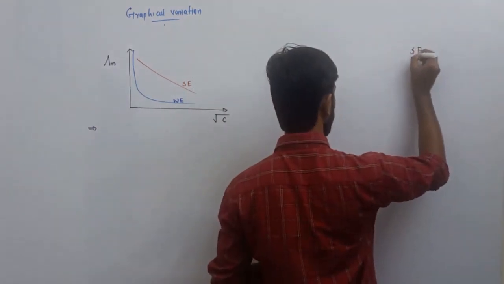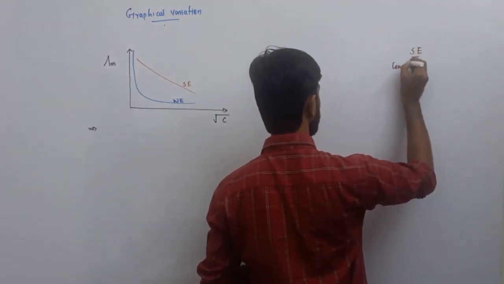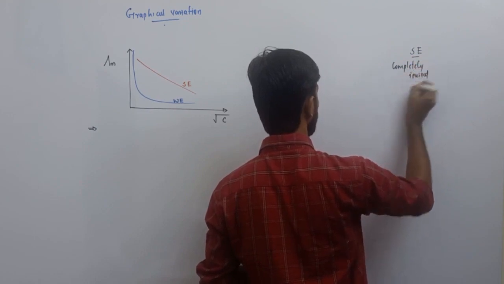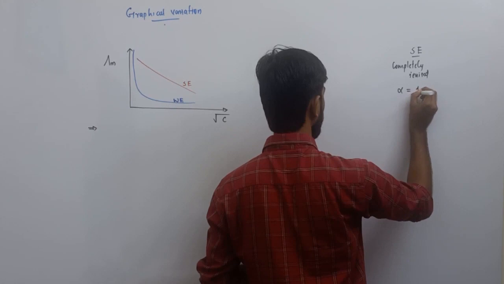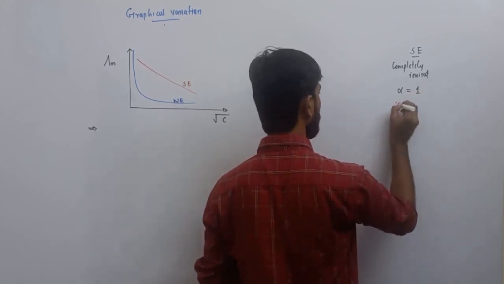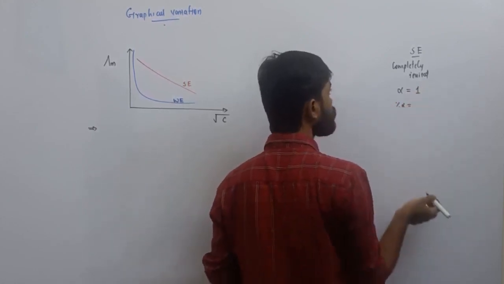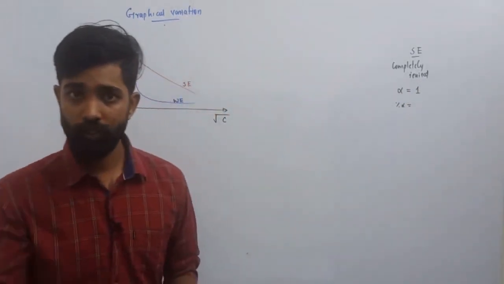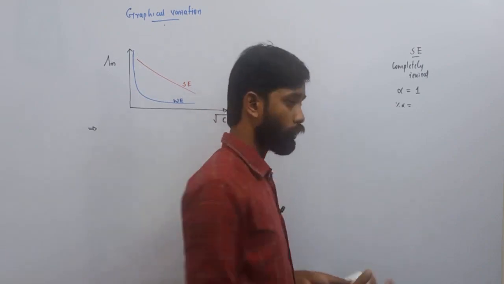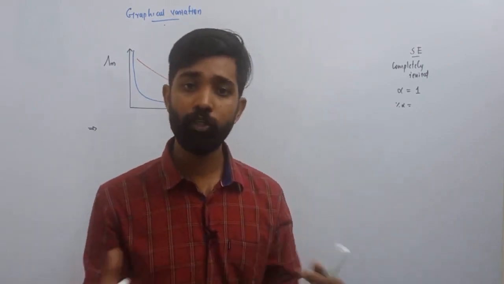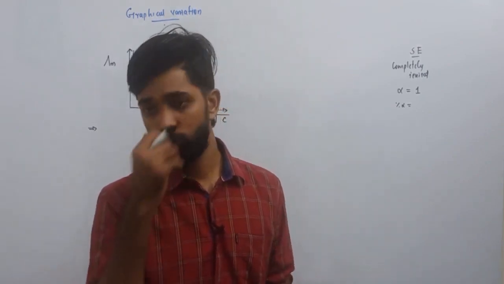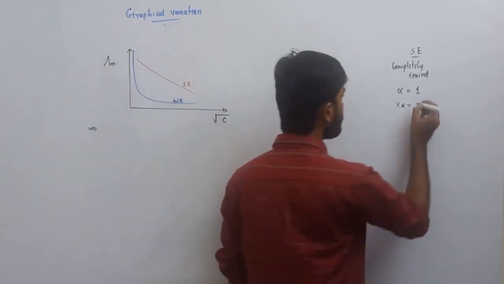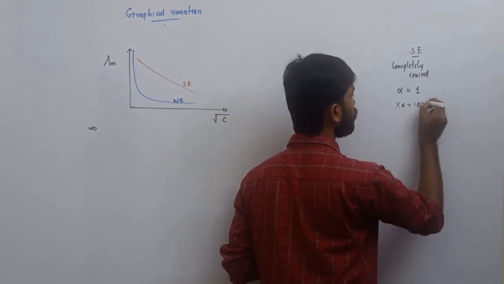For a strong electrolyte, completely ionized means the degree of ionization is 1, and the percentage of ionization is the degree of ionization times 100. What do you mean by degree of ionization? The number of species ionized divided by the total. For a strong electrolyte, whatever the total, that much will get completely ionized. So the number of species ionized equals the total, the ratio is 1, and the percentage of ionization is 100.